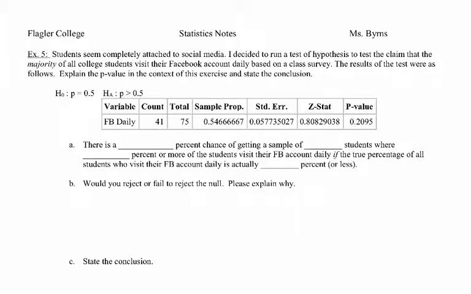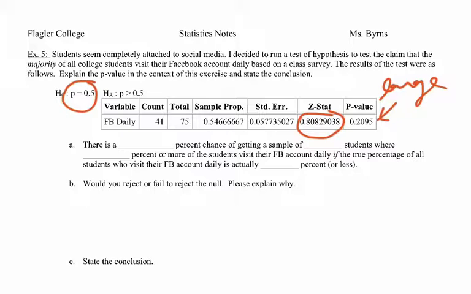So here's my screenshot from StatCrunch. Notice that my sample proportion is about 54.6%. My standard error is about 0.0577. My test statistic is only 0.808. So think about, do you think that is unusual? And hopefully you say no, because that is still within 2 standard errors of the expected proportion. The expected proportion based on the hypothesis test was 50%. And my p-value is 0.2095. So what do you think about that p-value? That is a large p-value, right? That's almost 21%. So that would mean that we do not reject the null hypothesis.